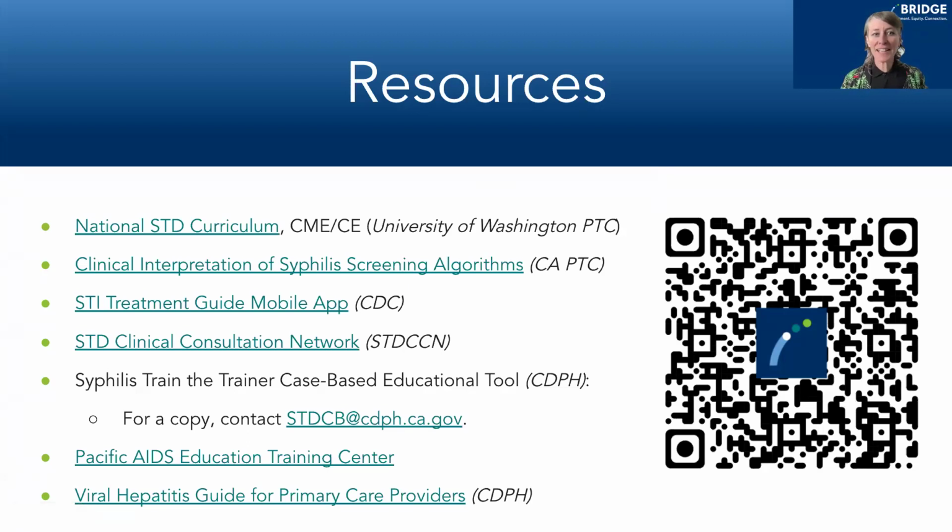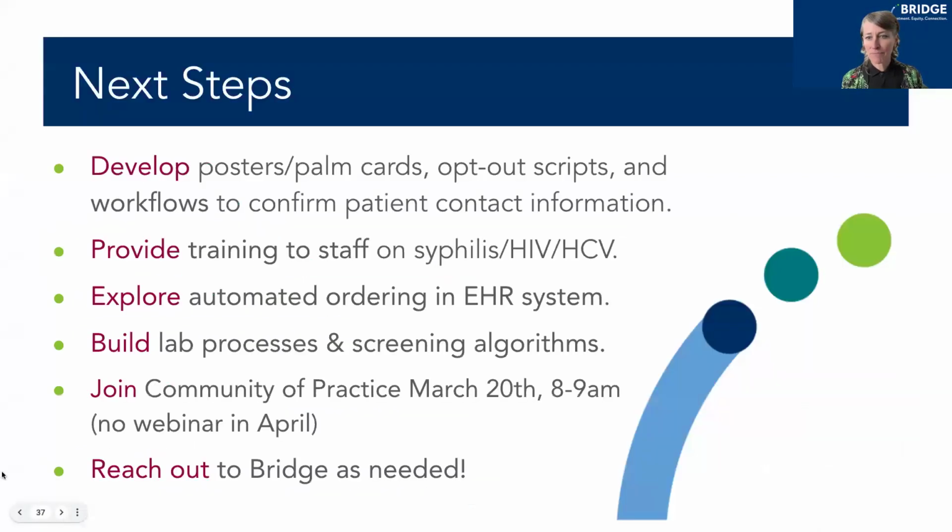On the next slide, I just want to mention a couple next steps. So here's our recap. Developing posters or comm cards, your opt-out scripts, refining those, and your workflows to confirm patient contact information, providing training to all ED staff on syphilis, HIV, and HCV, exploring automated ordering in your EHR system, and building lab processes and using these screening algorithms.